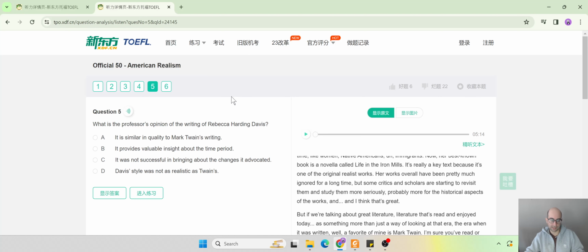Okay, let's take a look at another one. This time, this one's from a lecture. What is the professor's opinion? So they didn't say attitude, they said opinion, but it's the same thing, guys, okay? It's just a synonym. Of the writing of Rebecca Harding Davis. Okay, so these are our keywords here, guys. So you want to zoom in on Rebecca Harding Davis and her book or her writing in the text.